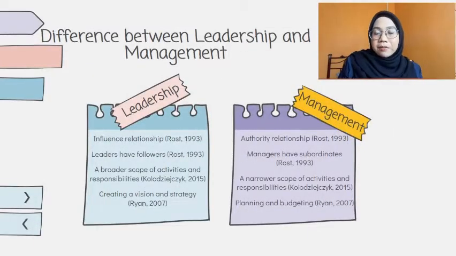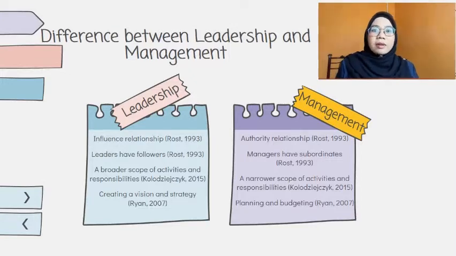The first difference that we are going to look into today is leadership has an influence relationship and management has an authority relationship, according to Ross 1993. Ross explains that influence relationship versus authority relationship is an important distinction because these differ due to the use of coercion. In his view, influence means that coercion should not be used, but he believes that authority will use it regularly to get things done.